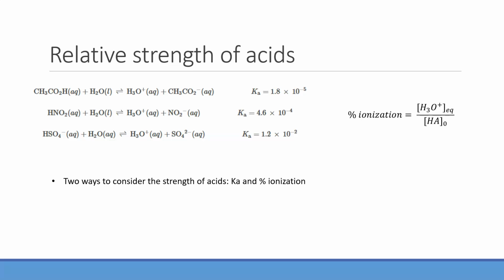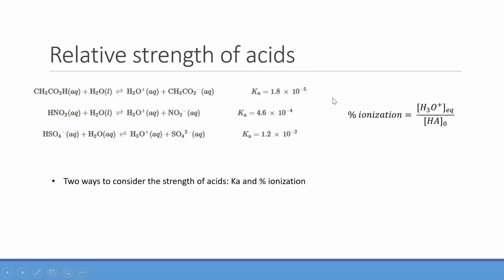So the relative strengths of our acids, if we were to compare these, here we have acetic acid. It has a Ka value of 1.8 times 10 to the minus fifth. And here is the second proton in HSO4 minus, from sulfuric acid. You might want to watch the polyprotic acids lecture if you're curious about this. That second ionization has a Ka of 1.2 times 10 to the negative 2. So this is a stronger acid than acetic acid.